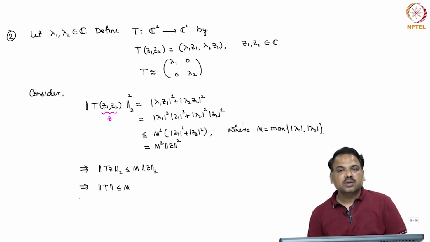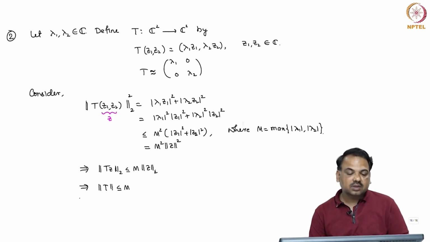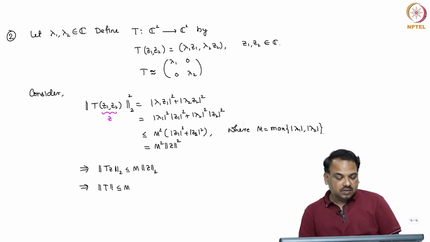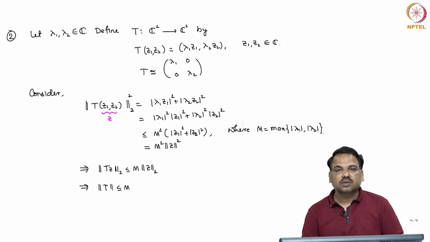If lambda 1 and lambda 2 are 0, then this is the zero operator. So we are not interested in that. Since we are interested in non-zero operators, at least one of these complex numbers lambda 1, lambda 2 is non-zero, and when you take the maximum, you will get a non-zero number. Now the question is the following: can we get equality? That means, can you get a unit vector where the norm of that unit vector is exactly the norm of the operator? So we are expecting that the norm of the operator is equal to m. So can we say that there exists a unit vector where this m is attained?